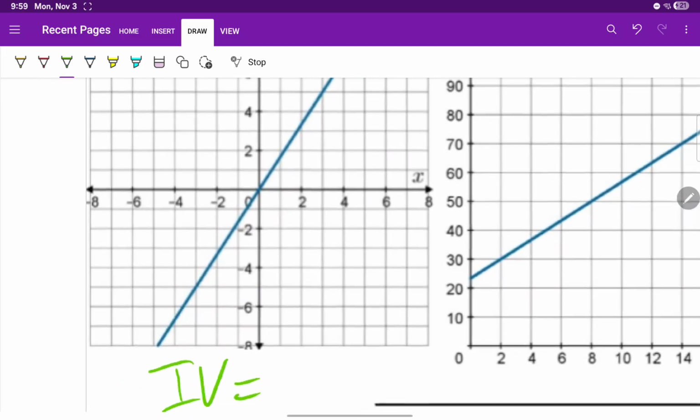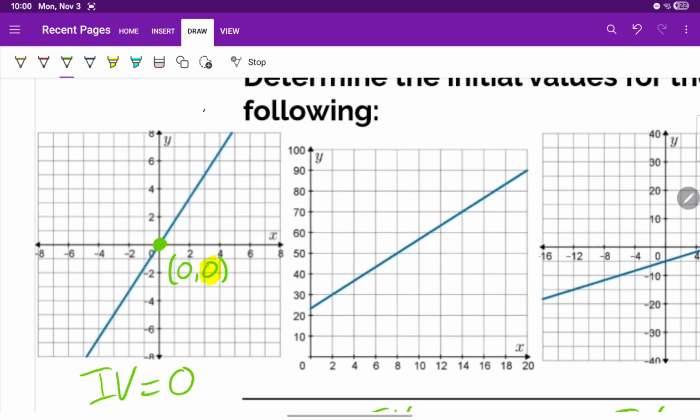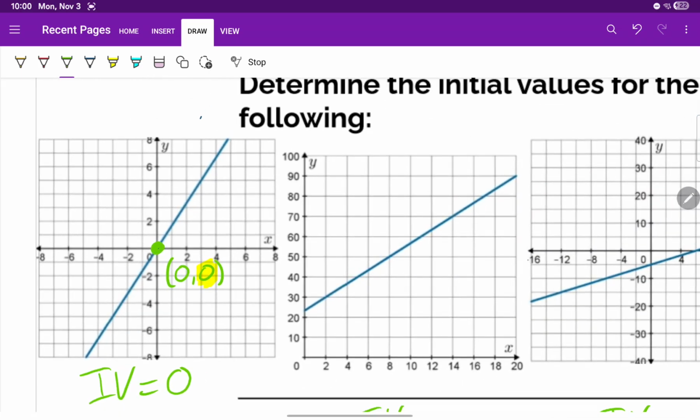Let's zoom in on this one. Where does my graph cross my y-axis? It crosses my y-axis right here. That coordinate is (0, 0). But for our initial value, all we care about is the y coordinate there. And so my initial value here is 0. Okay, moving to my second one.